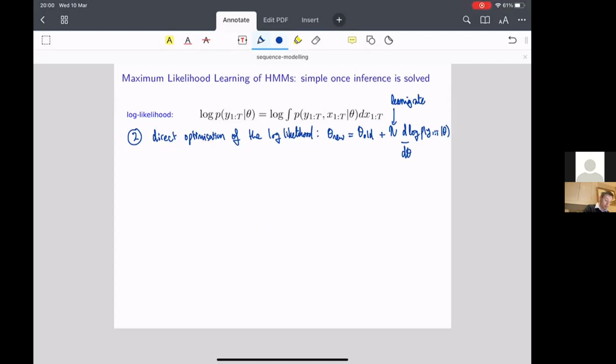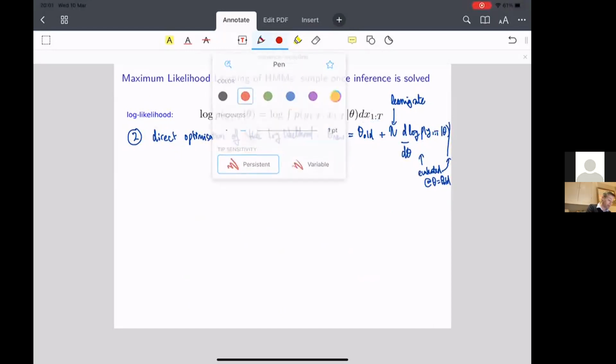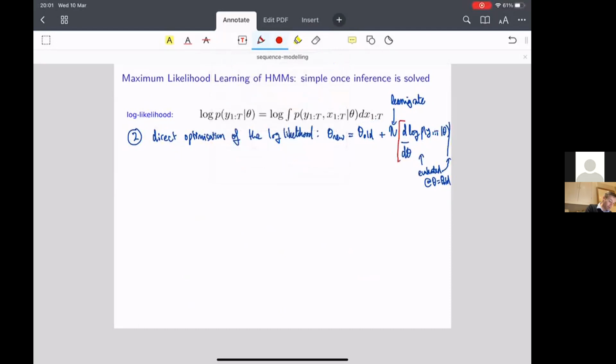And this term on the left here, I should make clear, is evaluated at theta equals theta old. I haven't quite got space to write that in, but it's evaluated at theta equals theta old. Okay, so direct optimization is what we're going to do. And critically, procedures like gradient descent require access to these gradients. So we want to compute the gradients of the log likelihood directly.